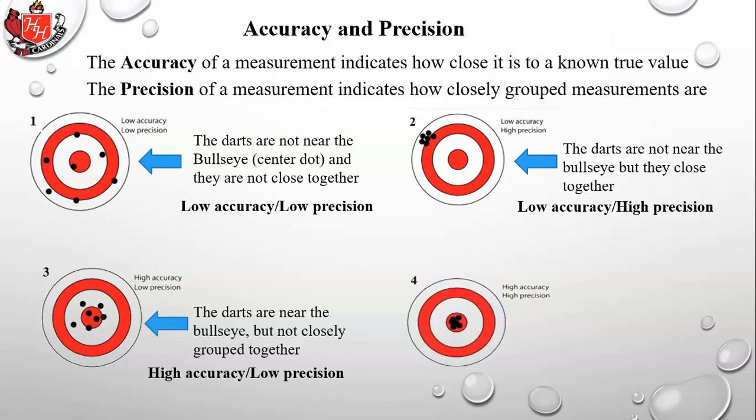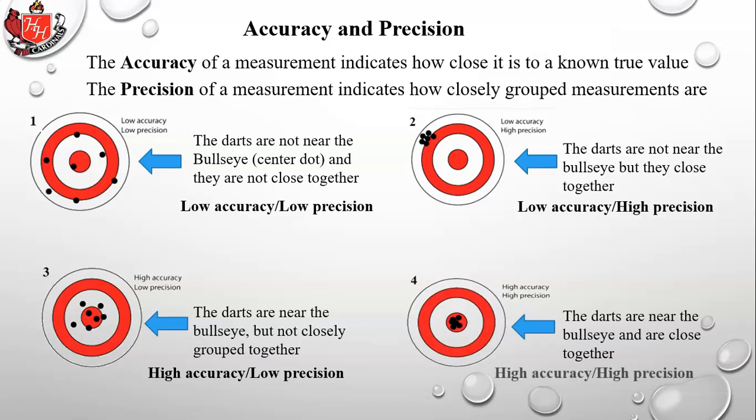And finally, we have high accuracy, high precision. The darts are near the bullseye or in the bullseye, and they're all grouped closely together. So that's high accuracy, high precision.